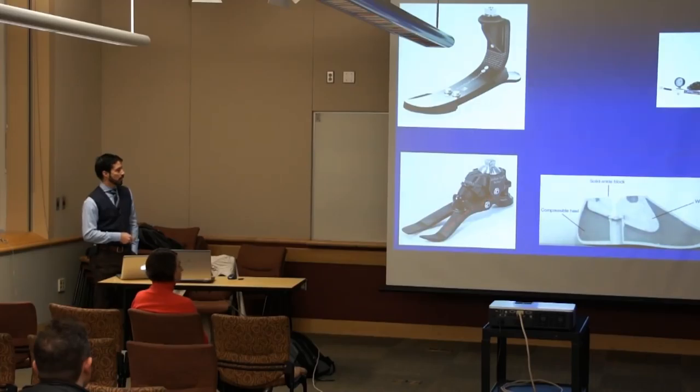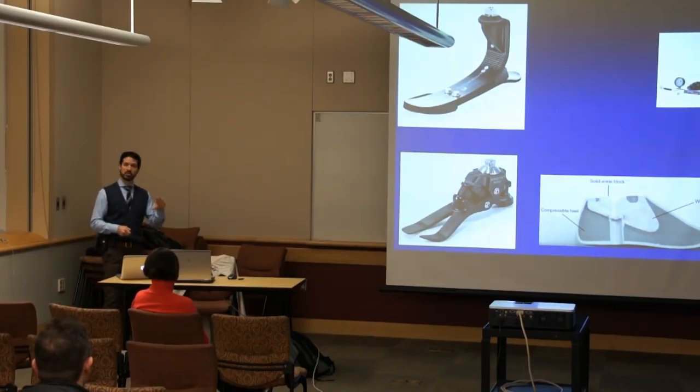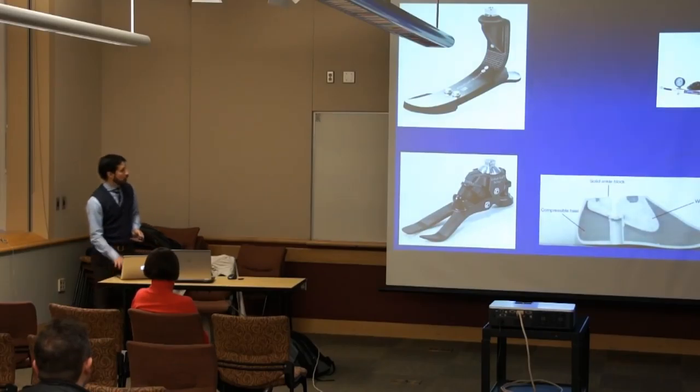This is an example of a multi-axial foot. So you have the two blades over here, and you can't see it so well, but these are elastomeric bumpers, which essentially don't really store energy, but they have nice damping qualities to them.